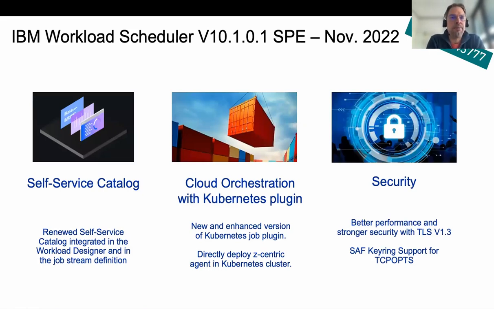At the end of last year, we shipped the first SPE for IBM Z Workload Scheduler, and there were some really nice enhancements included in that. I have listed the APAR number here as well. The main enhancements that I want to talk about are the self-service catalog, cloud orchestration with the new Kubernetes plugin, and some security enhancements.